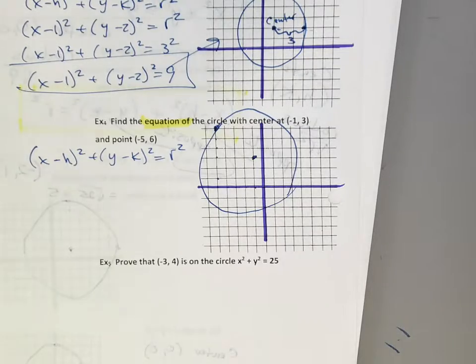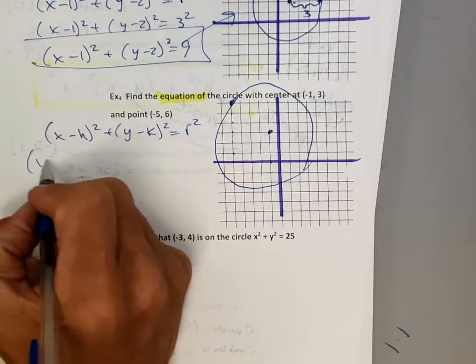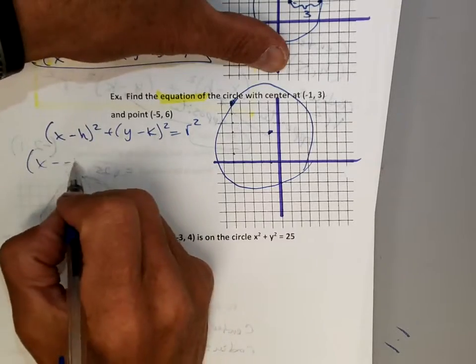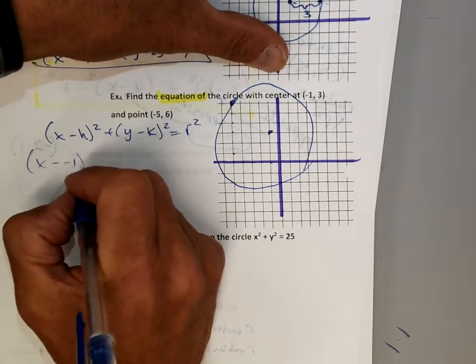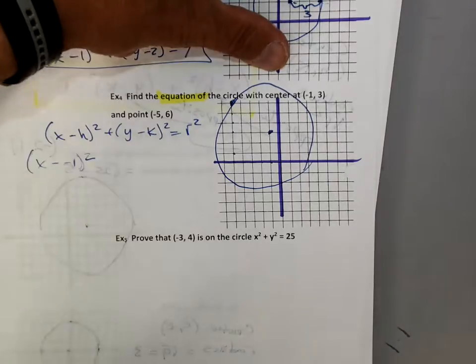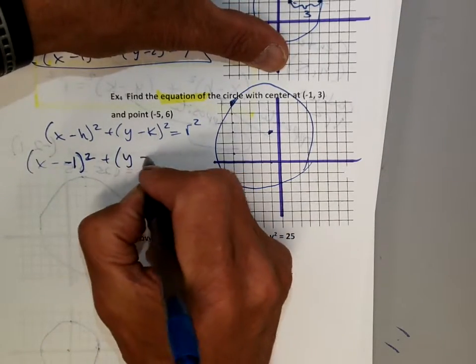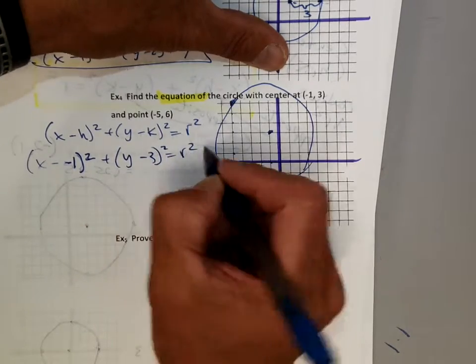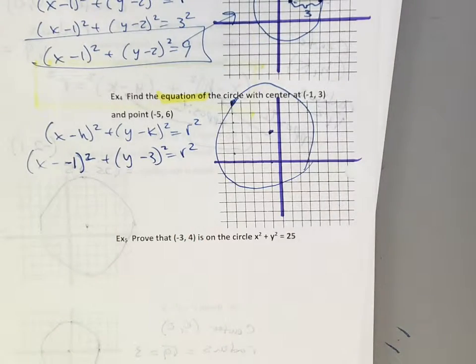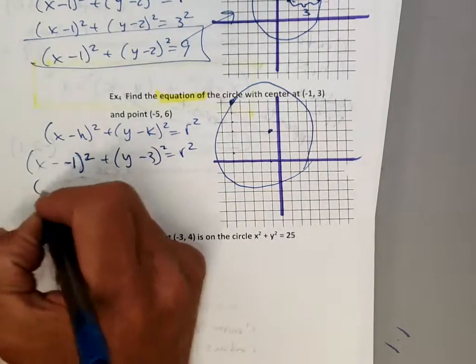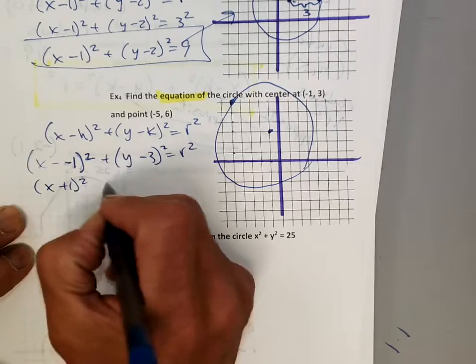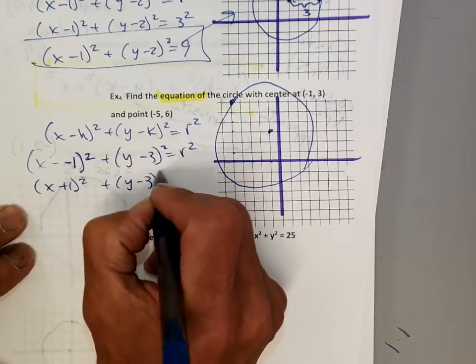Ready? I'm going to go x minus -1 squared plus y minus 3 squared equals r squared, okay? You got it? Double negative, let's make that a plus. You okay with that? Okay, just rewrite: x plus 1 squared plus y minus 3 squared equals r squared.